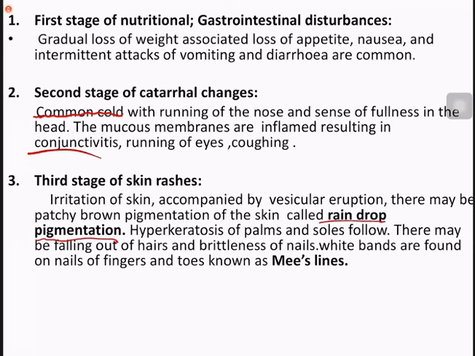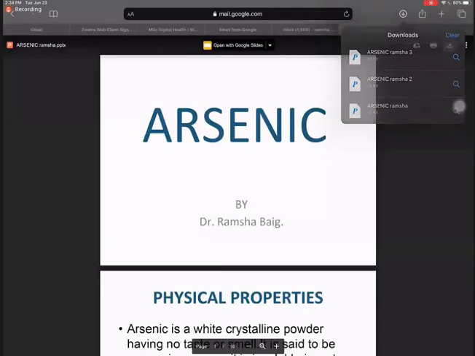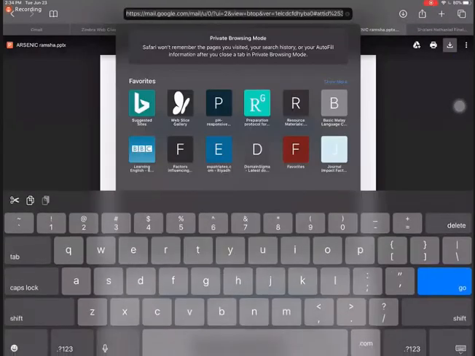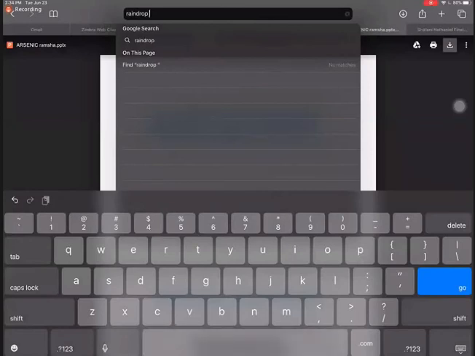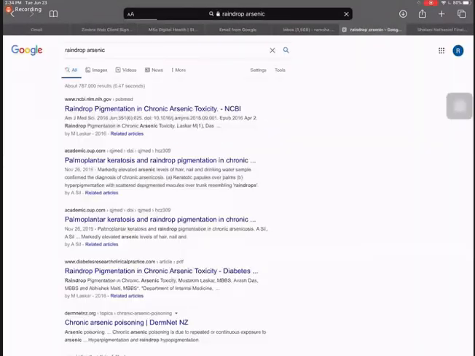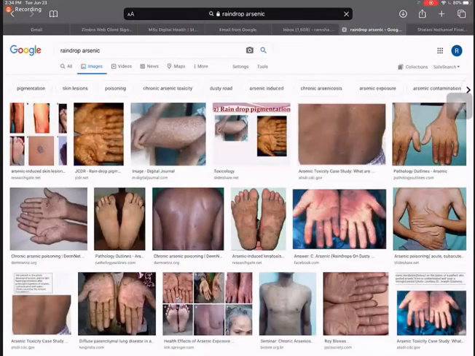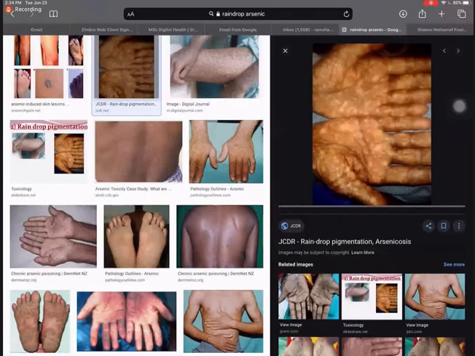I hope if I open my... wait, raindrop. I wanted to show you the picture because I hope you guys can see this.